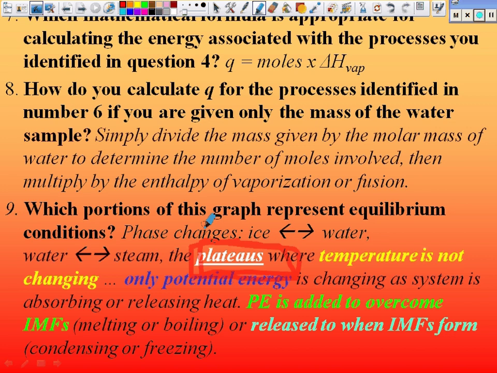Because if the temperature's not changing, is the energy still able to change? Yes, which is strange and odd, but that is changing. Potential energy is added to overcome the IMFs, and so on.